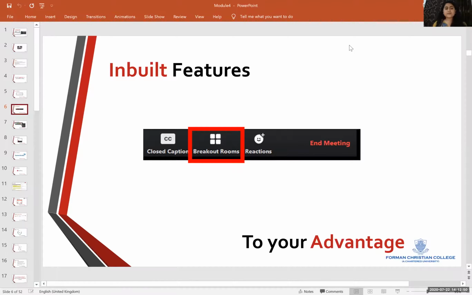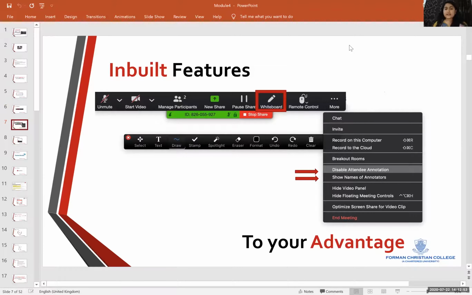The next thing, which is again an inbuilt feature of Zoom, MS Teams, Google Meet, all these platforms have introduced, is the whiteboard usage. I use the whiteboard all the time. I feel that it's a breeze to teach if I'm teaching some complex topic. And if you pay some attention to these two arrows over here, where it says disable attendee annotation or show names, again, this has been a breeze. It really helps me to manage the classroom and then also engage them throughout.